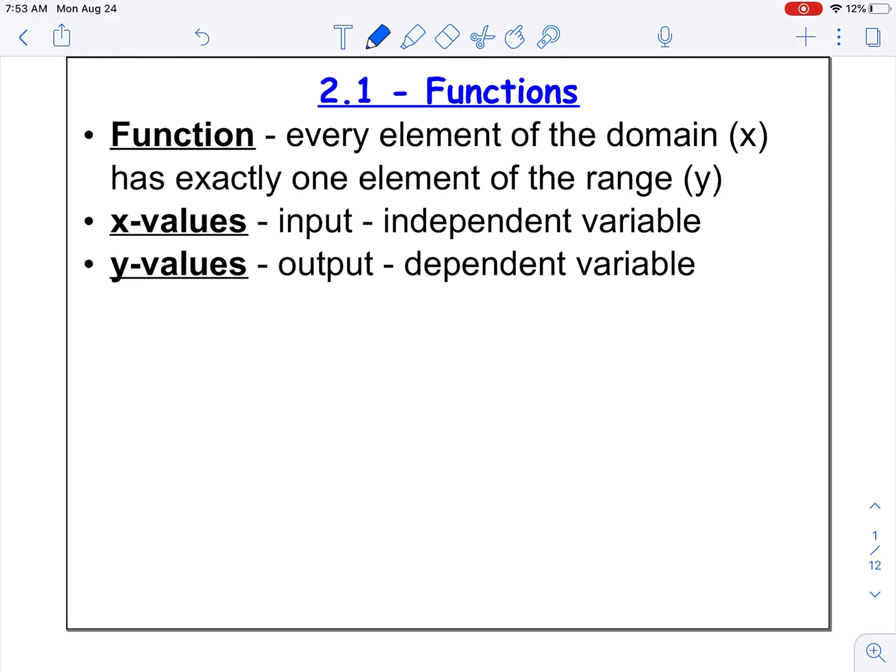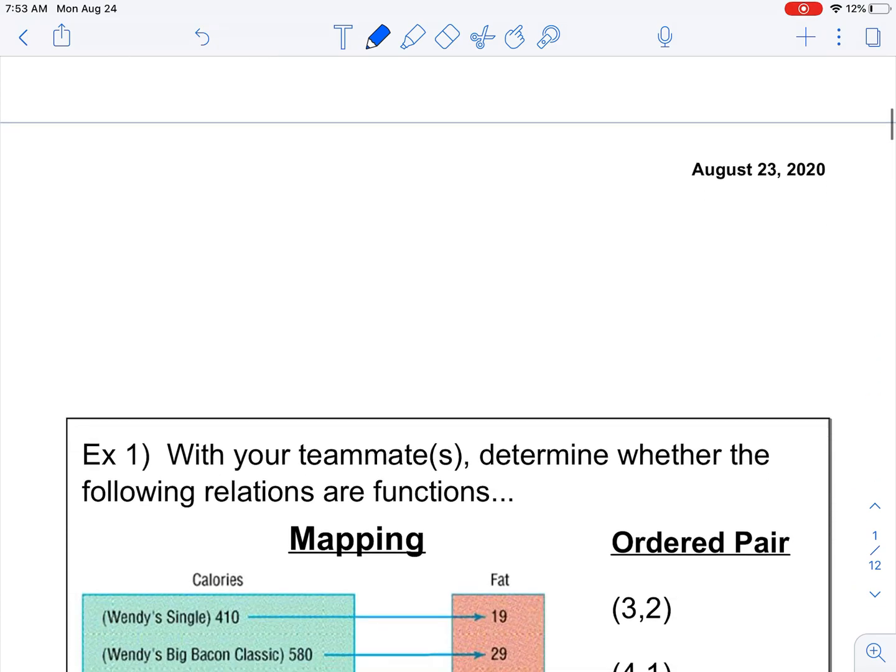Okay, the x values, we're going to call those a few different things. Sometimes we're going to call them the input of the function. They will also be called the independent variable, while y values will be called the output or the dependent variable. All right. A few different ways you can see a function represented.